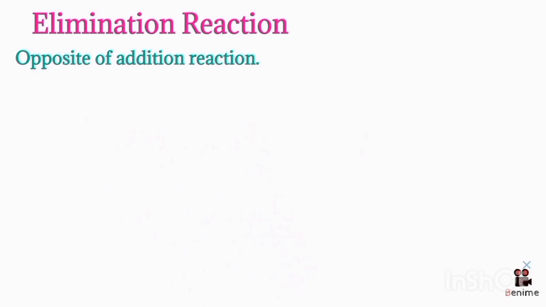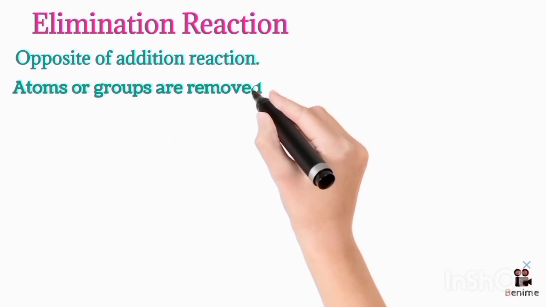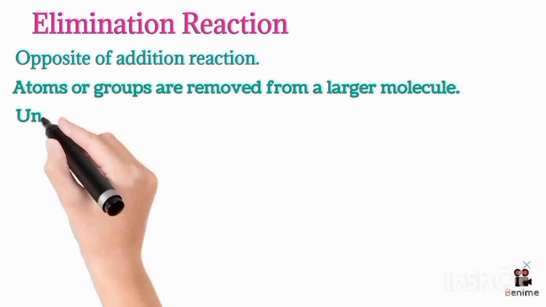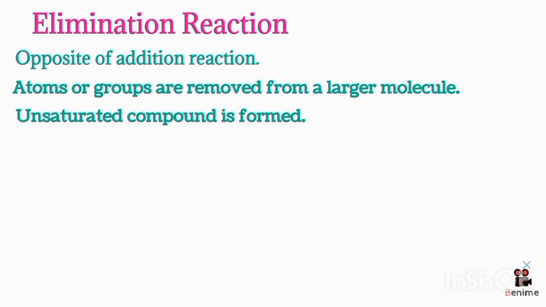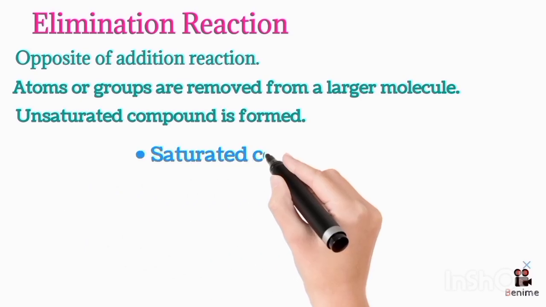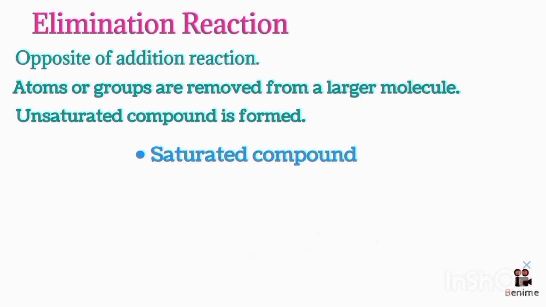Elimination reaction. Elimination reaction is opposite of addition reaction. In elimination reaction, atoms or groups are removed from a larger molecule. As a result, an unsaturated compound is formed. Conditions necessary for elimination reaction. There must be presence of a saturated substrate. The substrate should usually be a saturated compound such as alcohols or haloalkanes. These compounds contain only single bonds.